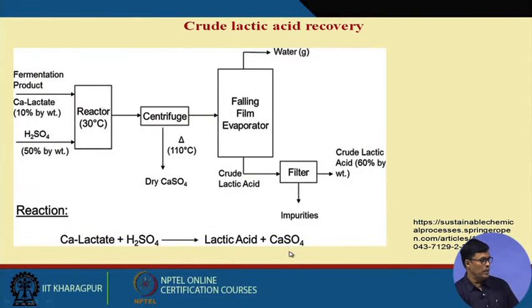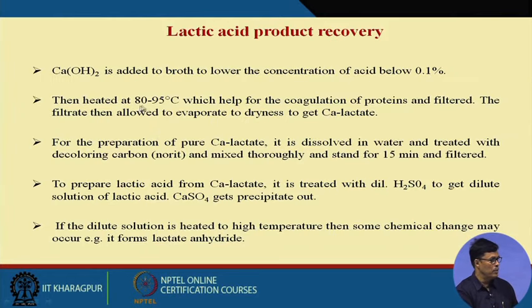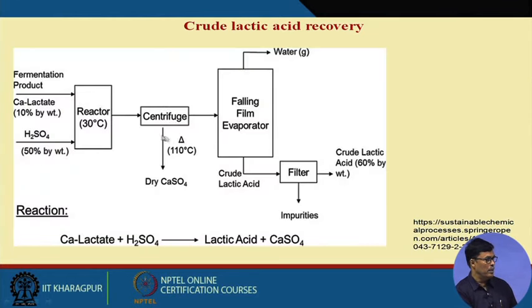Now, let us see how lactic acid is actually produced. This is the fermentation product. After that, you get calcium lactate at about 10% weight by volume, and it goes to the reactor where you add the acid and heat it to 30 degrees centigrade. In the previous case I mentioned that we heat it to 80 to 90 degrees centigrade.